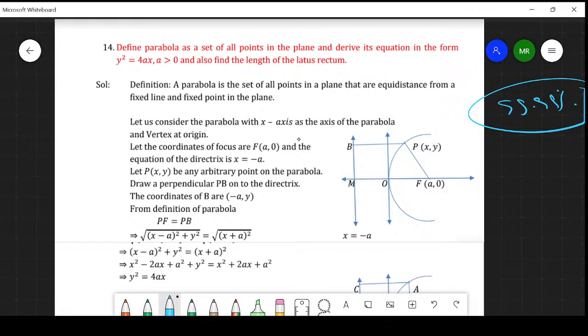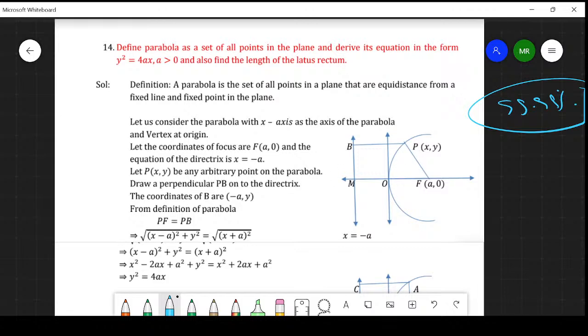You can consider the parabola with x-axis as the axis of the parabola, vertex at origin. The coordinates of focus are a comma 0, and the equation of directrix is x equal to minus a. Take P(x, y), any arbitrary point on the parabola. Draw the perpendicular PB onto the directrix. The coordinates of B will be minus a comma y, because this length is y.